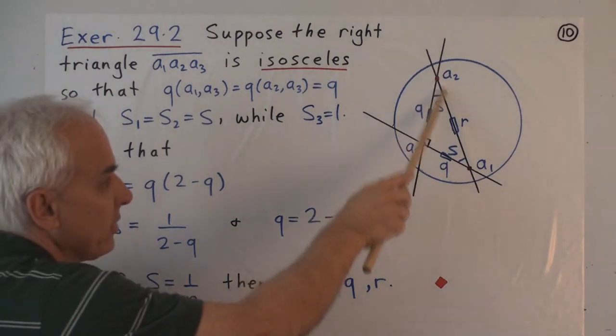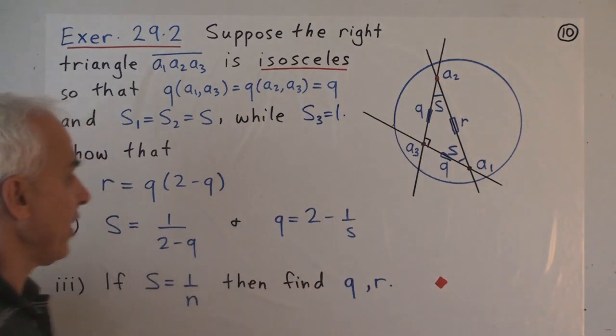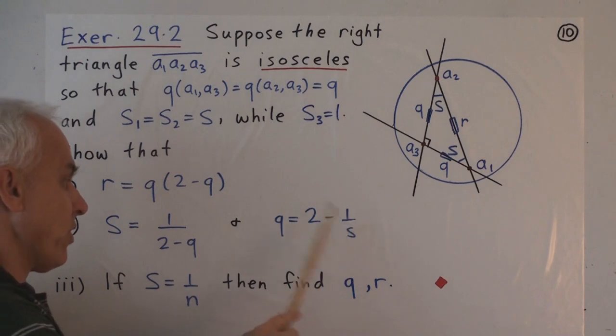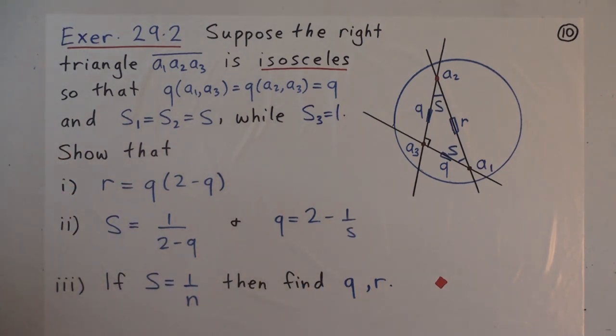This third spread is 1, we're assuming it's still a right triangle. And let's call the hypotenuse quadrance R in this case. So you get to establish just some basic formulas that R is equal to Q times 2 minus Q, that S is 1 over 2 minus Q, or Q equals 2 minus 1 over S. And you can have a look at some special cases. So for example, if S happens to be the number 1 over N, like maybe 1/3 or 1/4, then you can find Q and R.